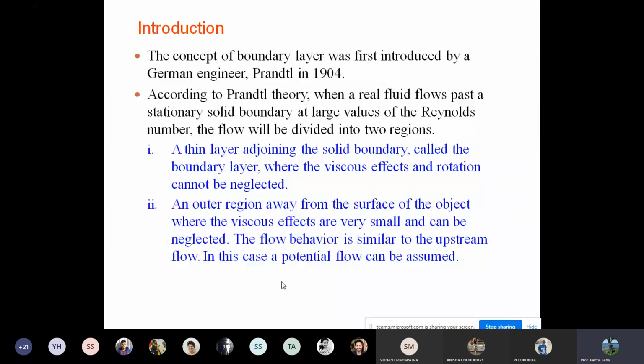So there are two regions. One is at the interface of the solid plate, the solid boundary, where viscous effects are very prominent, and another is far away from the surface, where viscous effect can be neglected. So let's look into this first.